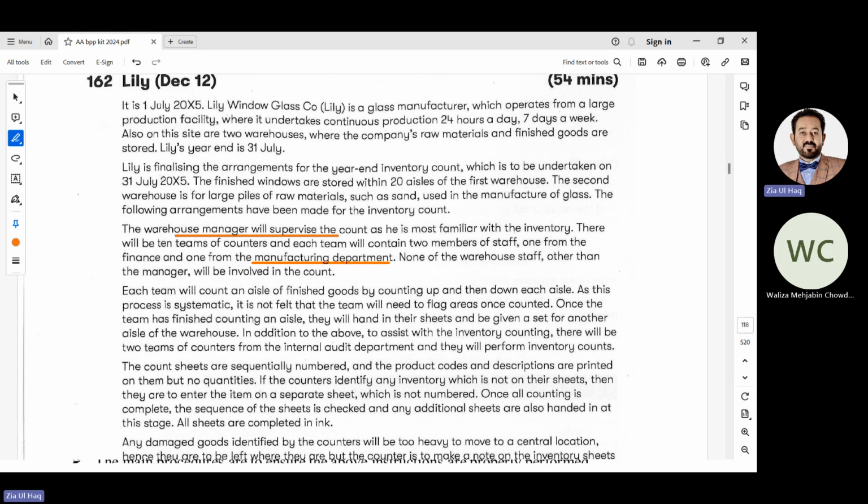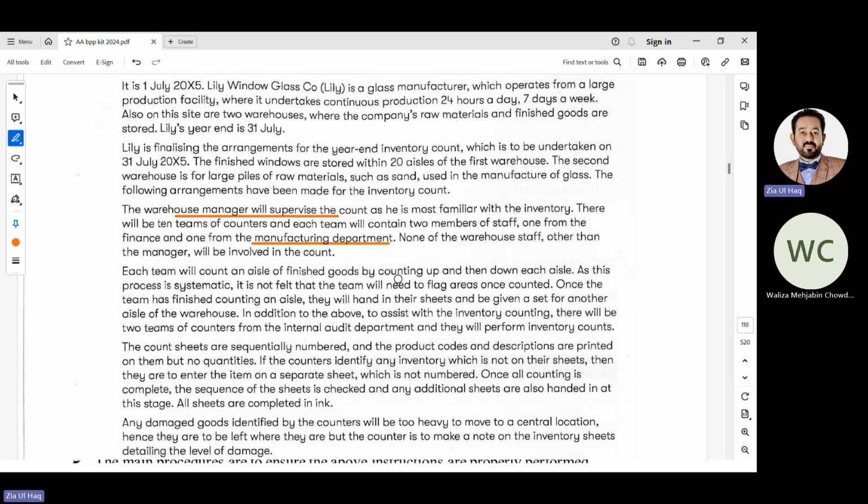Each team will count an aisle of finished goods by counting up and then down each aisle. As this process is systematic, it is not felt that the team will need to flag areas once counted. Flag means marking of a counted inventory. If they are not marking, there could be chances of double count or missing any inventory from the count. So the inventory counted should be marked, should be flagged.